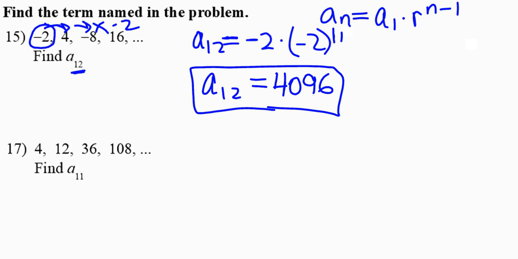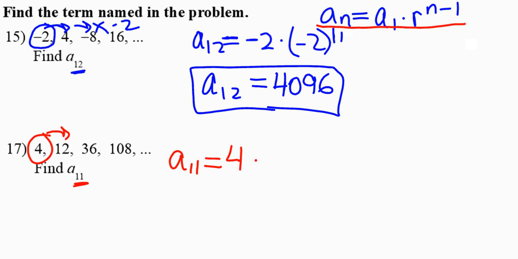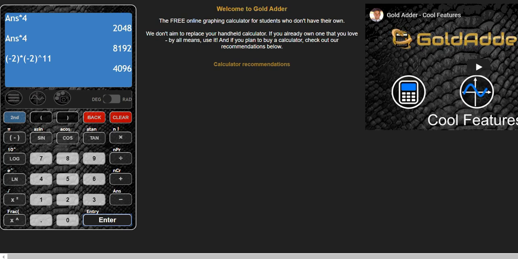So then the next one. Remember, we're using this formula for explicit. We want to find the 11th term, so that means n equals 11. So A11 equals the first term, 4, times, okay, looks like we're multiplying by 3 here, so times 3 to the n-1, well, 11 minus 1 is 10. So that's what I'm going to do, 4 times 3 to the 10th power.